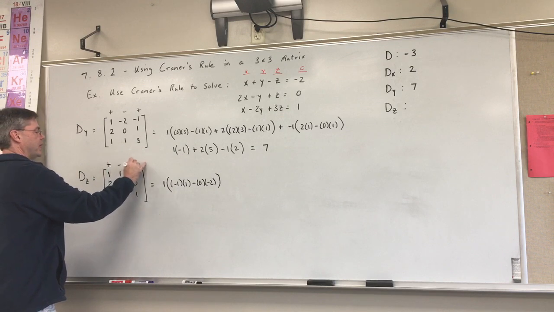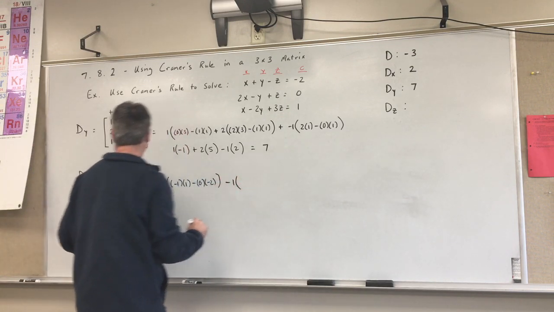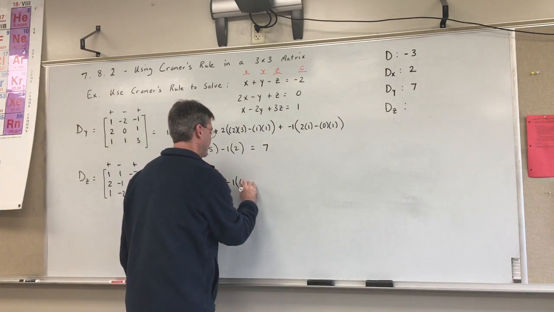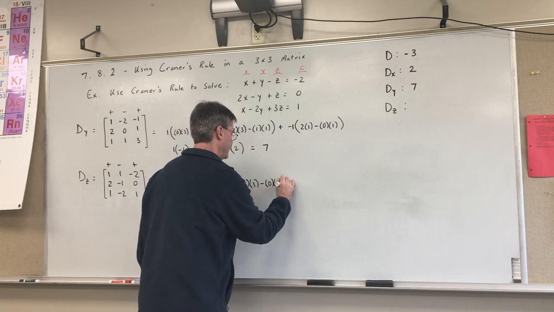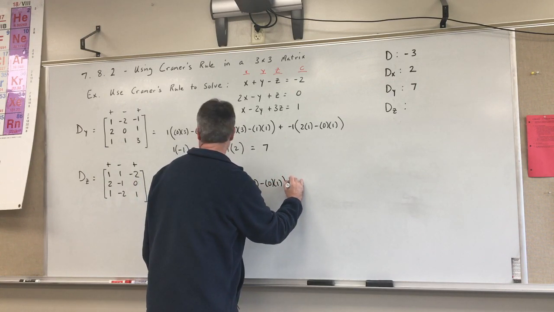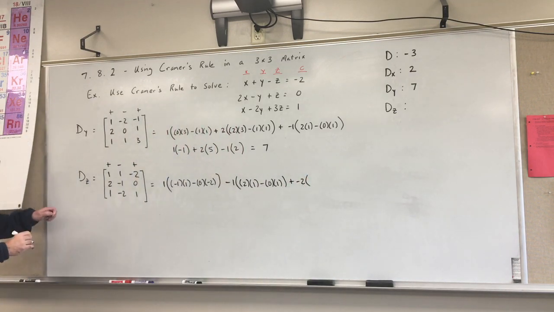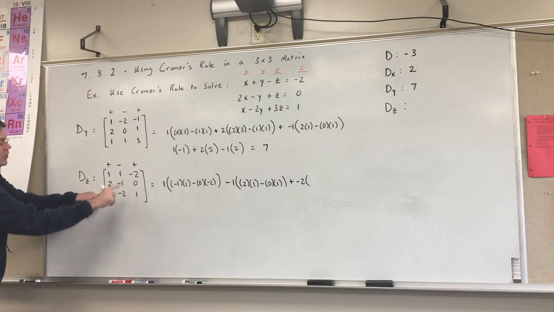Okay, don't forget the plus, minus, plus. Then minus 1, 2 times 1 minus 0 times 1. And then plus negative 2. That matrix 2 times negative 2 minus negative 1 times 1.